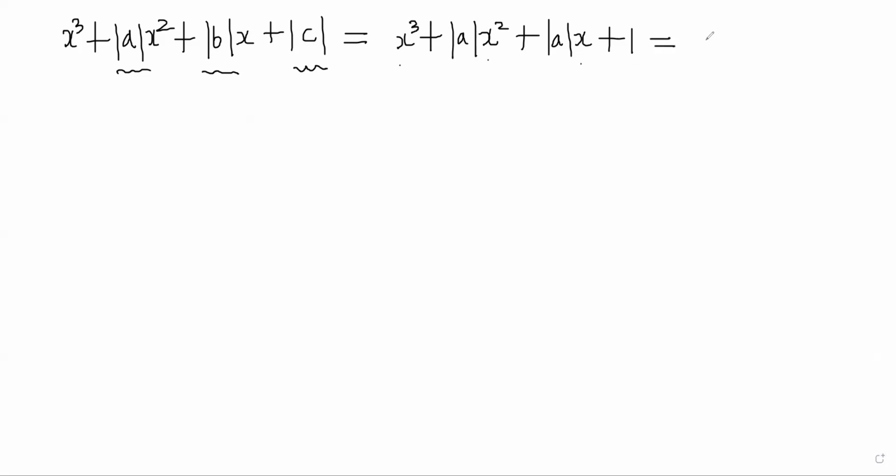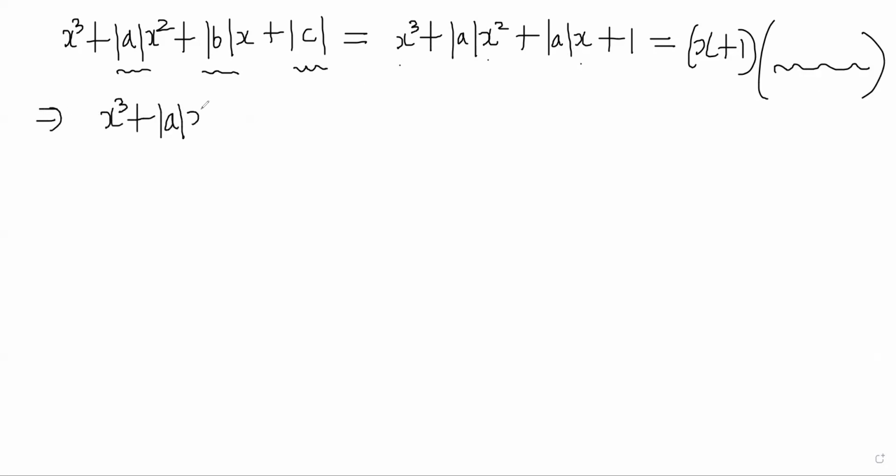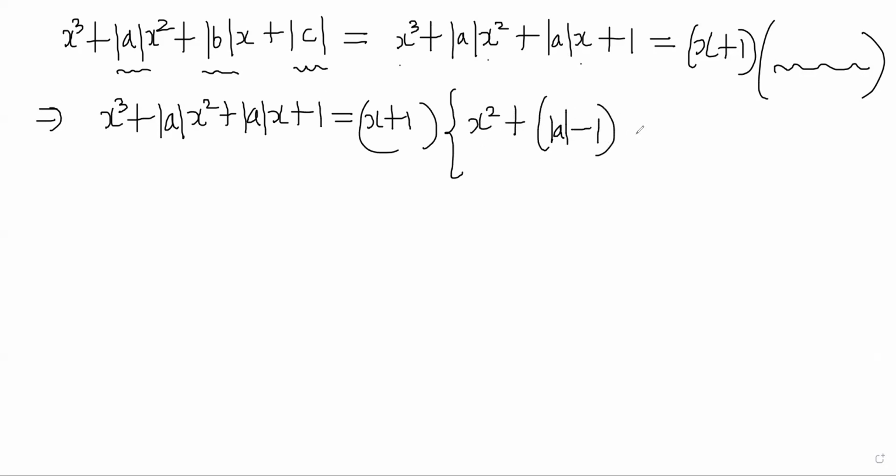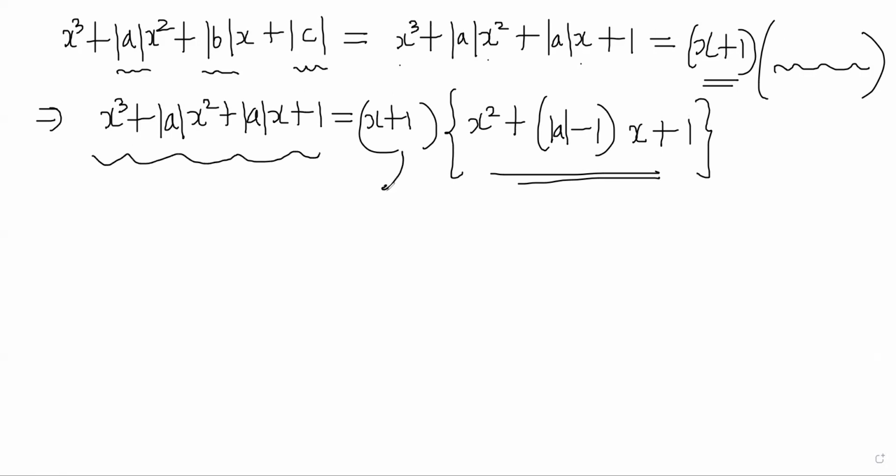So minus 1 is a factor, so you can take x plus 1 common, and by dividing you should be able to obtain the other factor. So you can easily prove that x cube plus mod a x square plus mod a x plus 1 is equal to x plus 1 times x square plus mod a minus 1 x plus 1. This is obtained by dividing because we know x plus 1 is a factor, right? So for this polynomial, we already know minus 1 is a root, right? Minus 1 is already a root.